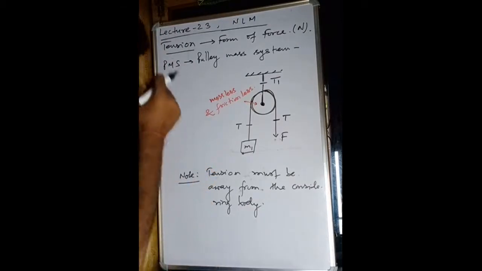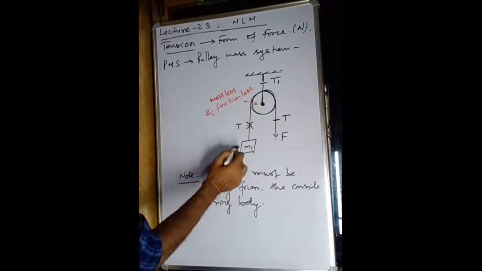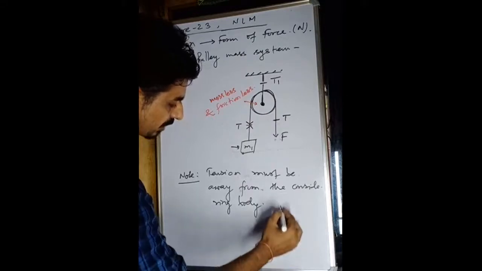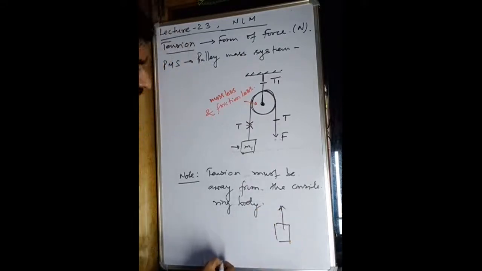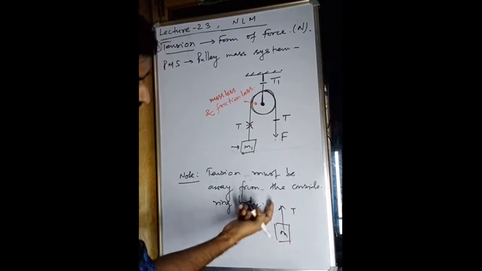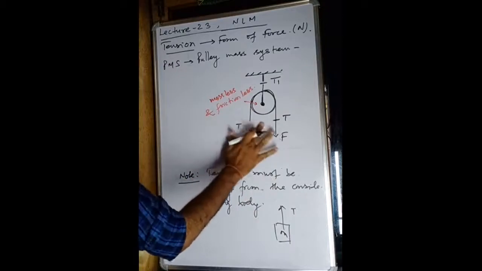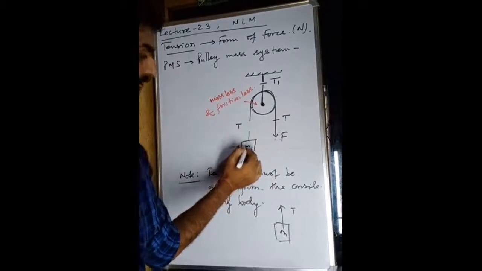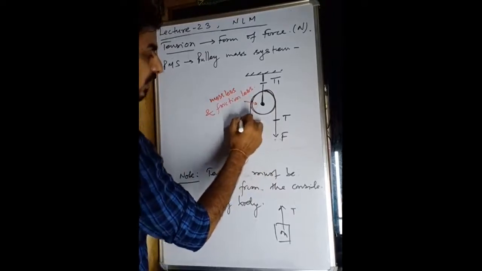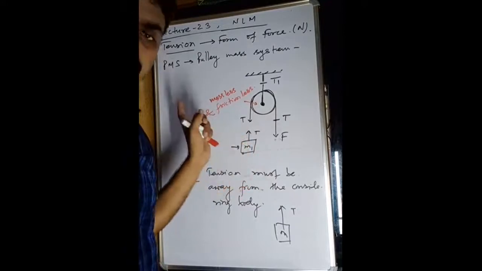For example, here the tension will be in both directions, here and here. But here the considering body is this one, then you have to apply the tension in the upward direction. This is away from the body. Let me draw the tension in the free body diagram. For this body it will be in the upward direction, and for this pulley the tension will be in the downward direction. For the considering body, tension is always away from the body.